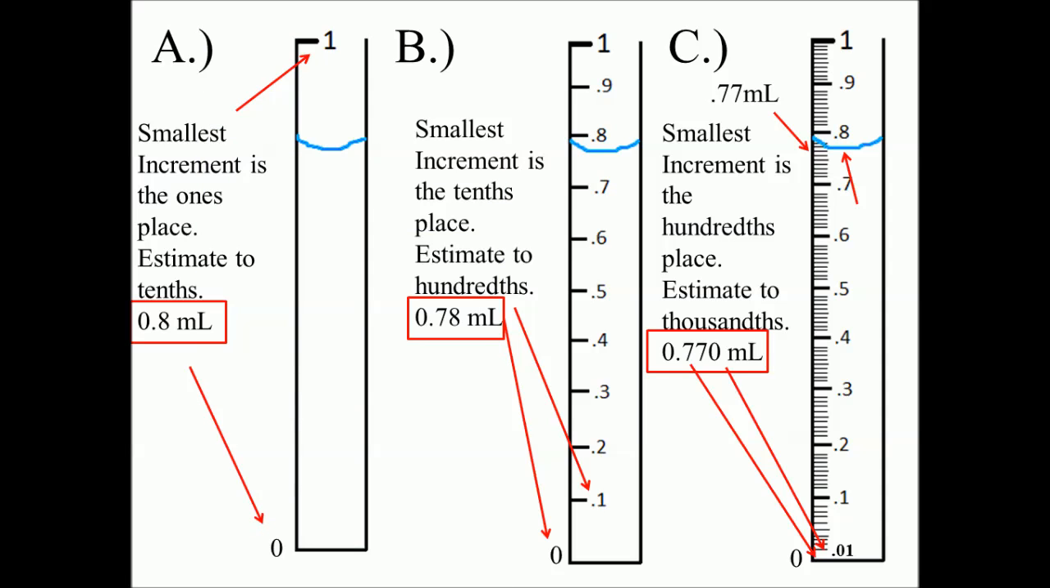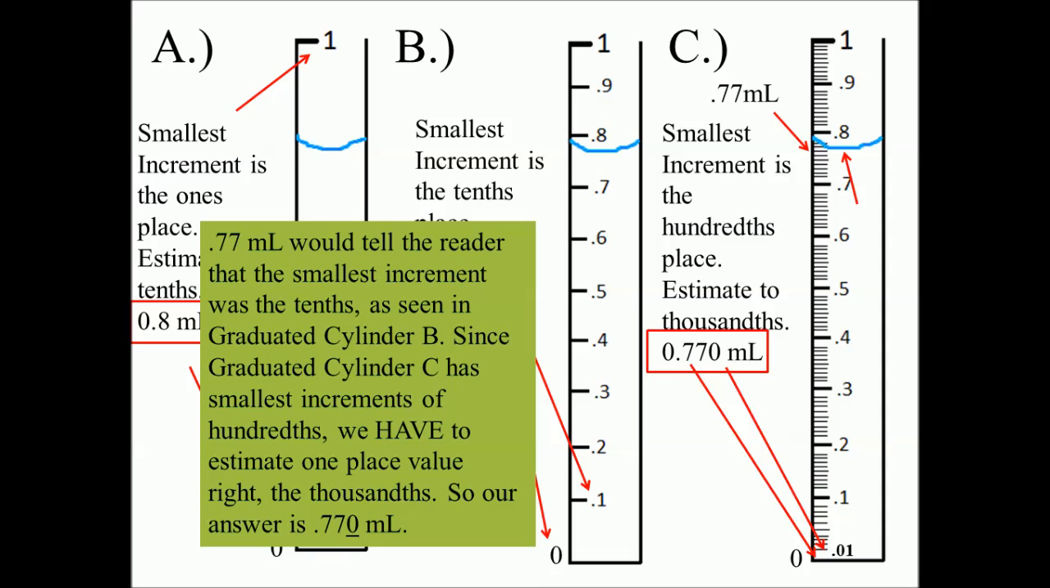Okay, so to give you a little bit lengthy of an explanation here, 0.77 milliliters would tell the reader that the smallest increment was to the tenths. That's what you'd be telling. You would be telling other scientists, hey, my graduated cylinder was this one right here. So all I can see is that I'm between 0.7 and 0.8, but I don't know anything in between. But since graduated cylinder C does have these smaller increments, you can say for sure, hey, I know it's definitely 0.77 and maybe up to like 0.78, but I really think it's right on this 0.77 line. So I think it's 0.770. That zero is telling them that, hey, I really think it's right on that 0.77 line. And so that's the difference between 0.77 milliliters and 0.770 milliliters.